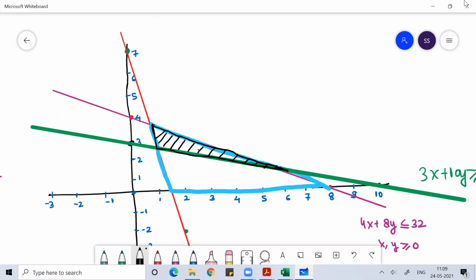This will be my feasible region. Can you understand this? This will be my feasible region. Okay, so I have three coordinates. I think it becomes like a triangle: A, B, and then C. Any doubt, anyone?